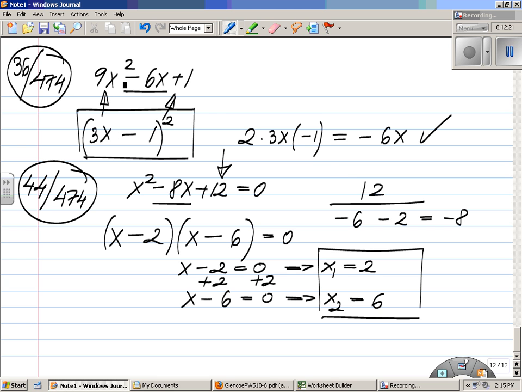Is 9 times 2 squared minus 6 times 2 plus 1? Oh, hold on. That's the other equation. Never mind. Is that 2 squared minus 8 times 2 plus 12 equals 0? 4 minus 8 times 2 plus 12. Is that 0? Yes, it is. And then you check the other one. Is 36 minus 8 times 6 plus 12 0? Yes, it is. And we're good.